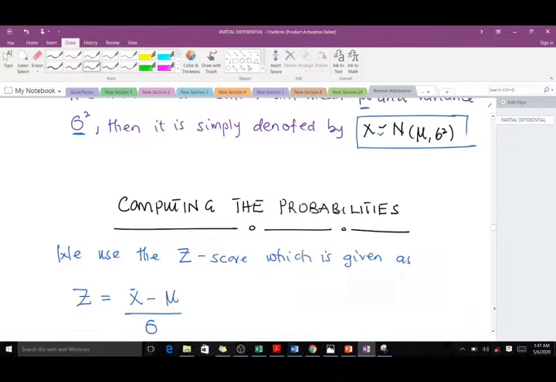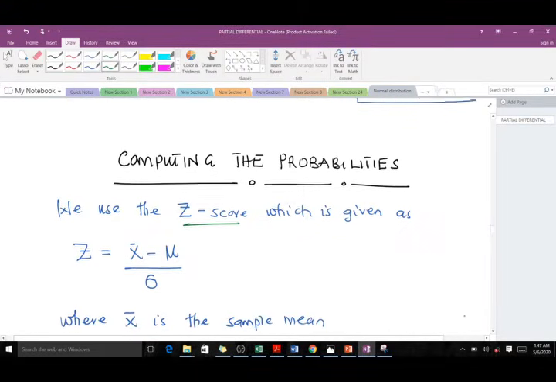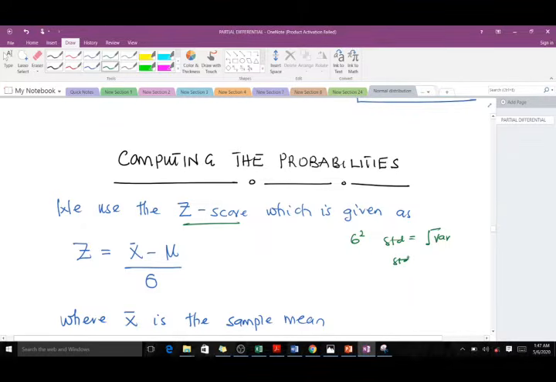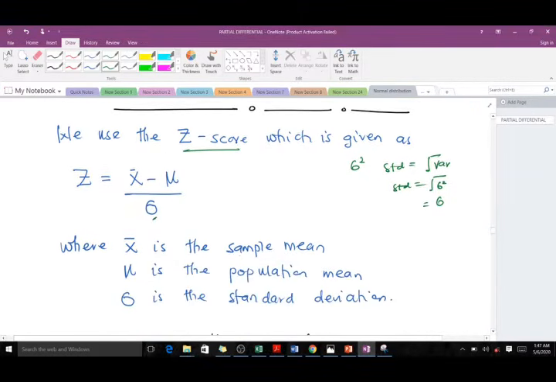Now, how do we compute probabilities involving the normal distribution? We use what we call the z-score. The z-score is given by z equals x bar minus mu over the standard deviation sigma. Note that the standard deviation is just equal to the root of the variance, so the root of sigma squared gives you sigma. That's why you see sigma here. The x bar stands for the sample mean, mu stands for the population mean, and sigma stands for the standard deviation. This is the formula for computing the z-score.